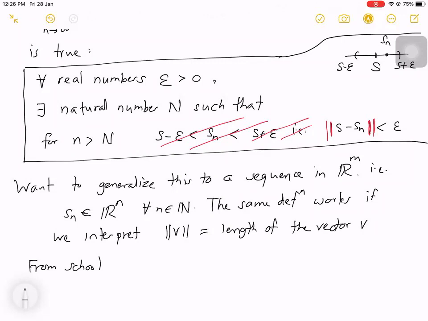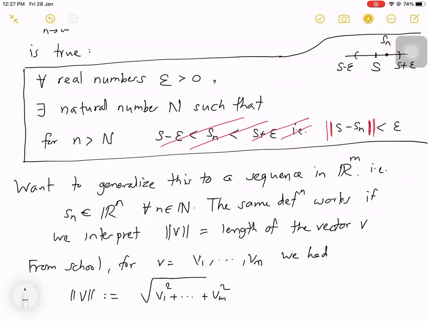Okay. But from school we have one length, right? So let's write this down. For V equals, let's just write it down as a row vector, V1 to Vm, sorry. What was the length of V? The root of the squares of Vi. Exactly. So it was V1 squared plus up to Vm squared, and then I took the square root of that.